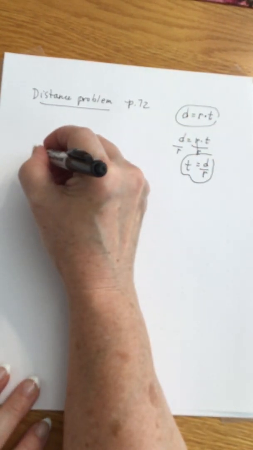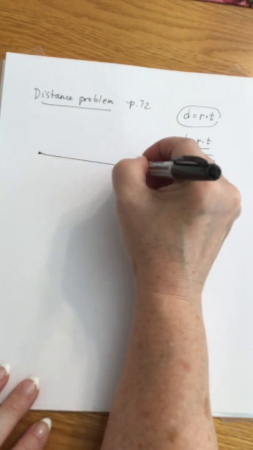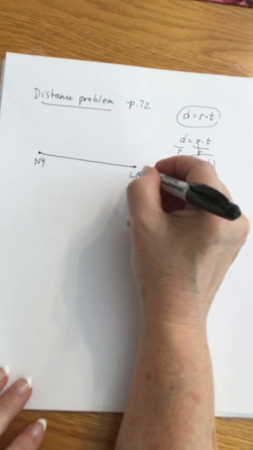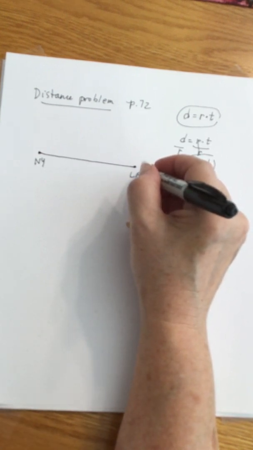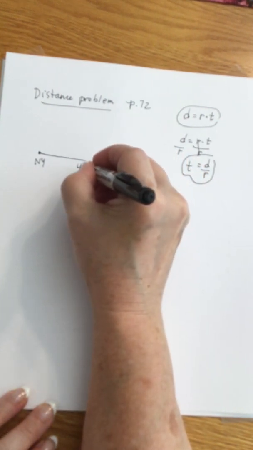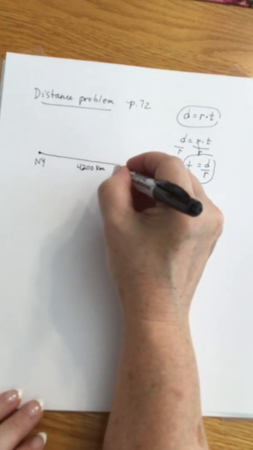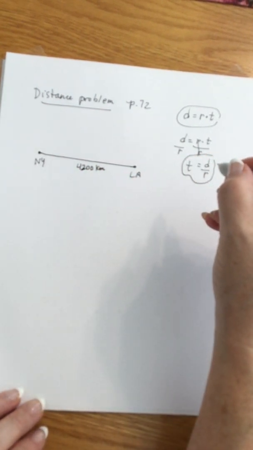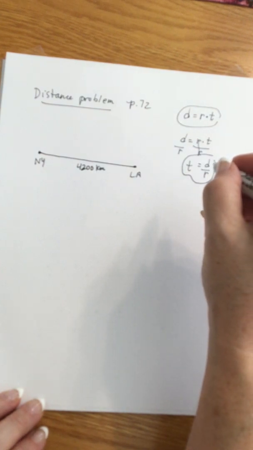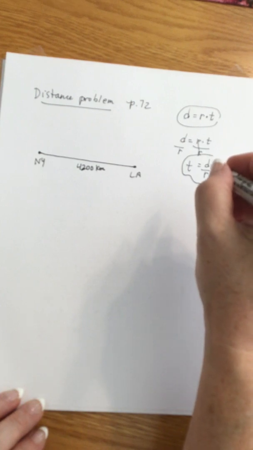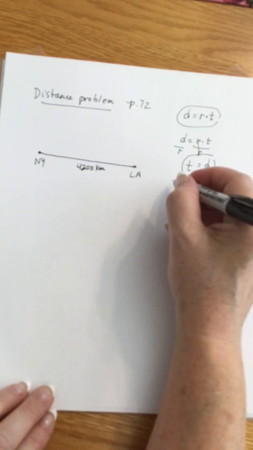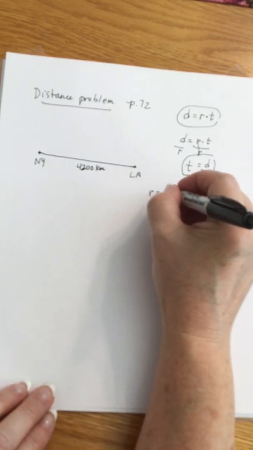Now it's going from New York to Los Angeles. So New York, Los Angeles. Now what does it say about between New York and Los Angeles? We know that it's 4,200 kilometers apart. So it says a jet flew from New York to Los Angeles, a distance of 4,200 kilometers. The speed of the return trip was 100 kilometers per hour faster than the outbound. Do we know how fast they were going when they left outbound? No.